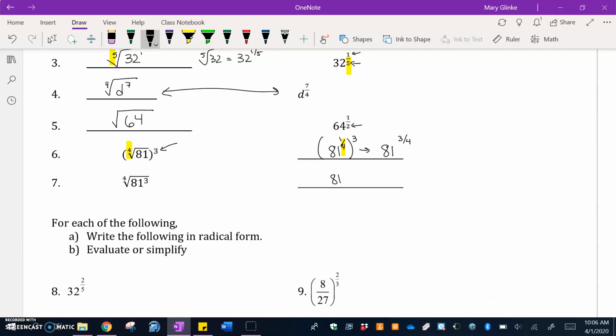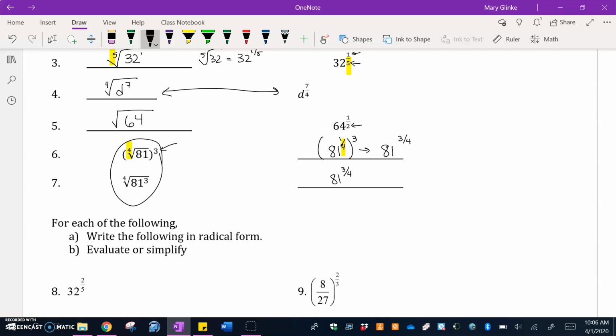You're cubing 81 and taking the 4th root. Which means when we get to the next one, you notice my exponent is 3 and my index is 4. So it's going to be 81 to the 3/4. So both number 6 and number 7 are saying the exact same thing. They're just written different ways.